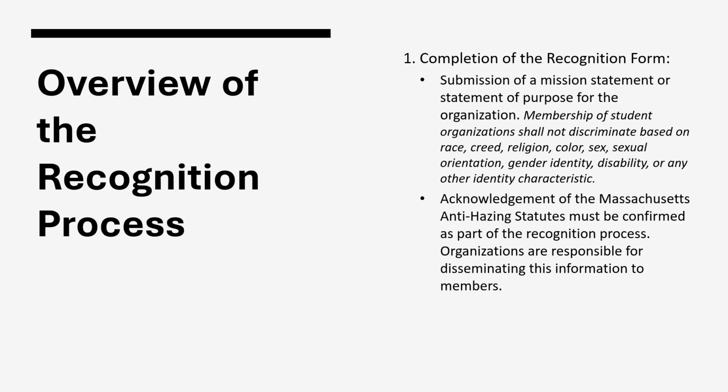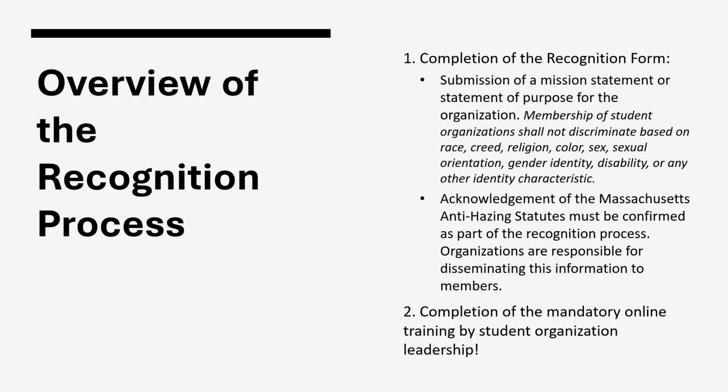You will also need to acknowledge the Massachusetts anti-hazing statutes. Organizations will be responsible for disseminating this information to members. The second part is the online training. Student organization leaders will need to complete a required online training. In the next section, you'll have the opportunity to submit your student organization recognition form. If you have any questions, please feel free to reach out to the Office of Student Affairs.